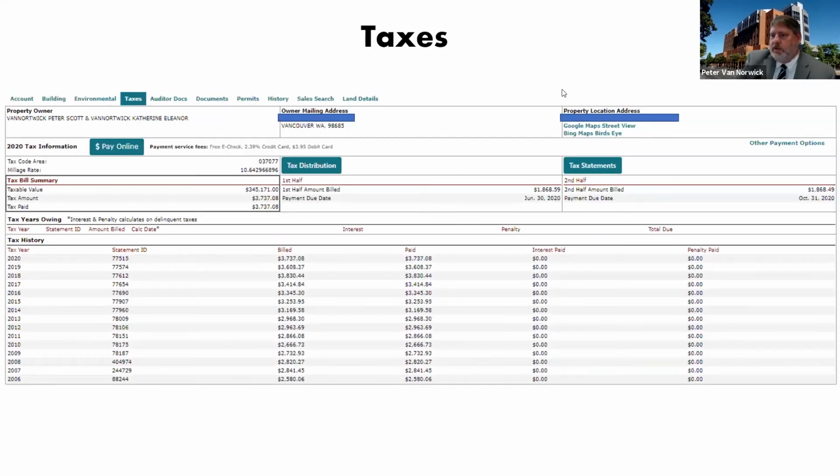All right, the next thing I want to talk about is the property taxes. And this information actually comes from the treasurer's office. And as you can see, you can go back on a property and see how much was billed in prior years. They have a tab to pay online. They have the tax distribution, and they have the tax statements. And you notice here the mill rate is the tax per thousand.